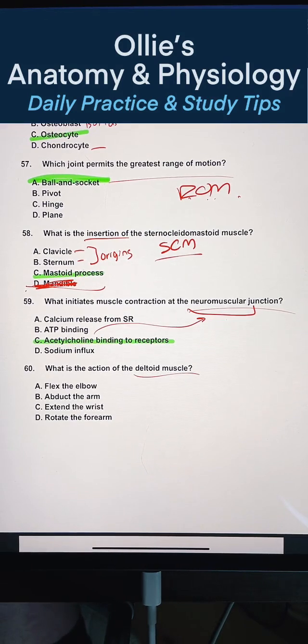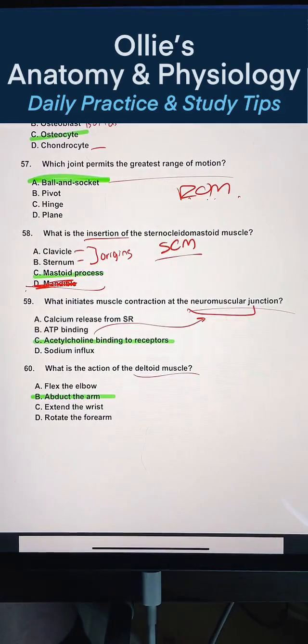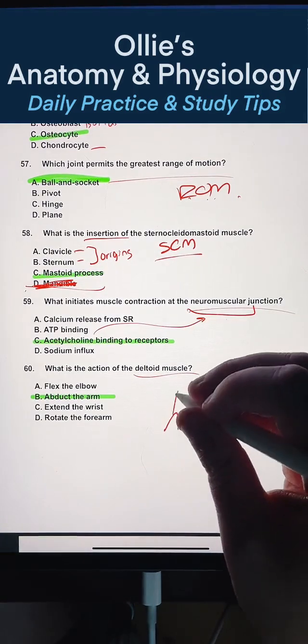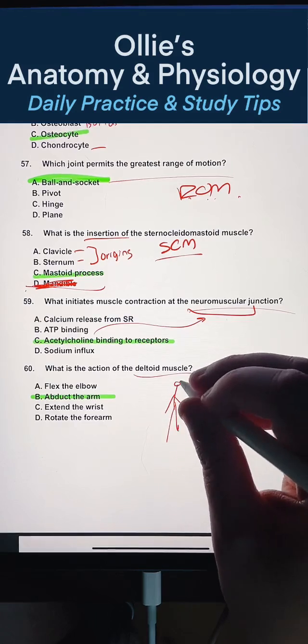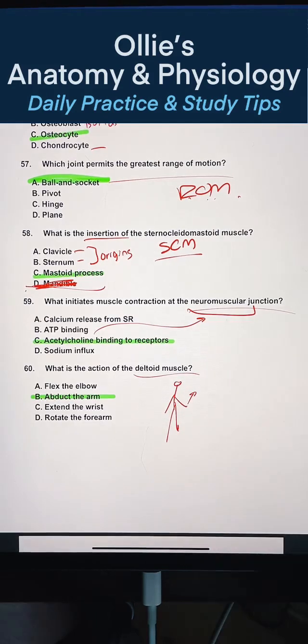But number 60, the answer is B. It is going to abduct the arm. So it lifts your arm away from the body. So if you have your person here, if you do this, you can abduct it away from your body, flexing your elbow, biceps, extending the wrist more so your forearm extensors, and rotating your forearm is pronating and supinator muscles.